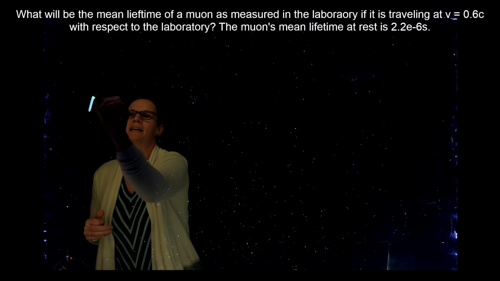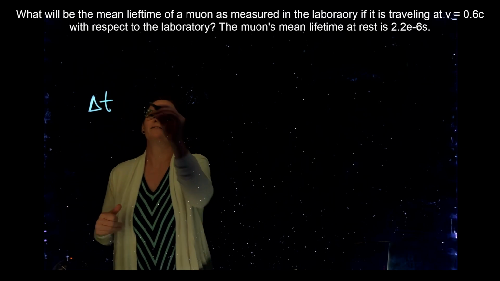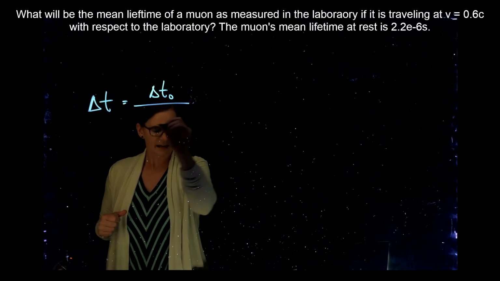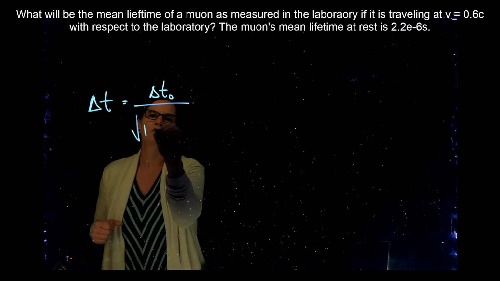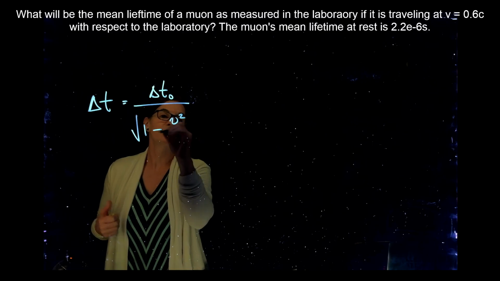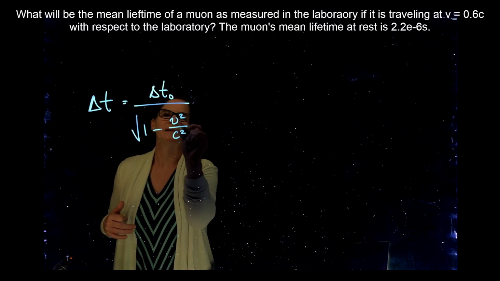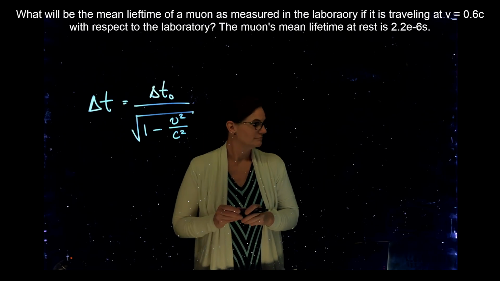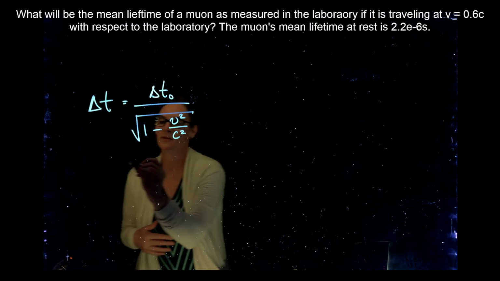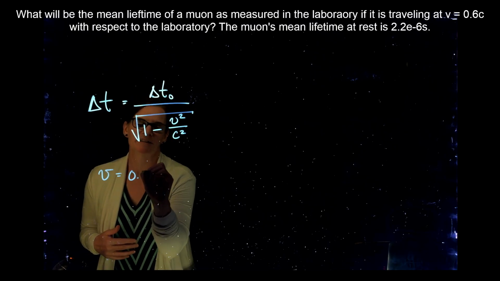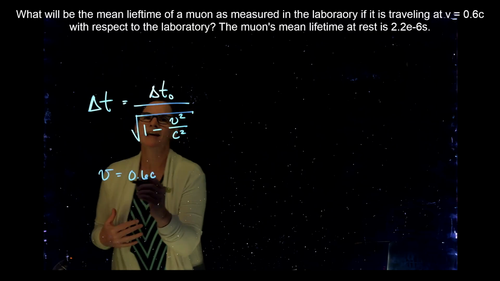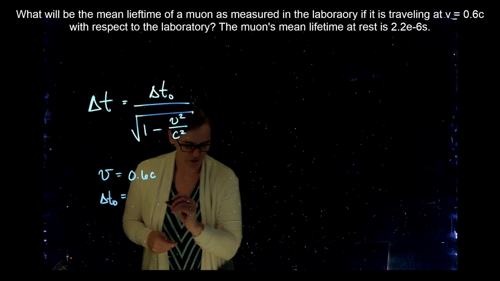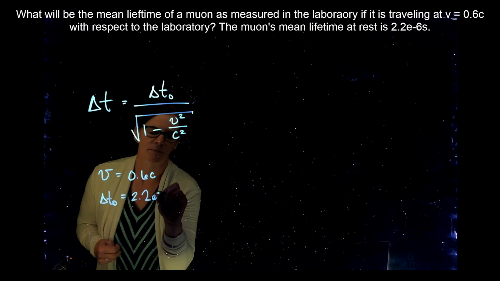So if we look at the time dilation relationship, we have delta t equal to our proper time, delta t naught, divided by the square root of 1 minus the speed of the particle squared over the speed of light squared. If we use that full relationship, now we plug in what we know. We're told that the speed of that muon is equal to 0.6 times the speed of light. And we're told that the proper time is equal to 2.2 times 10 to the minus 6 seconds.